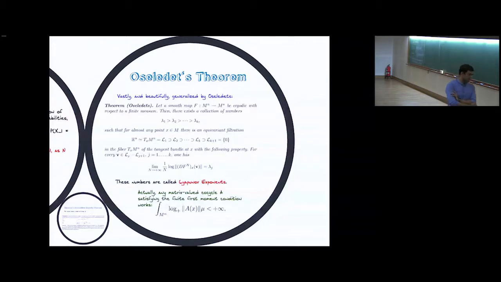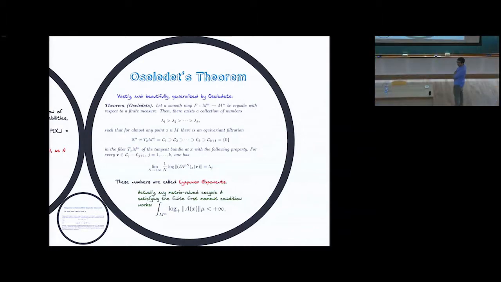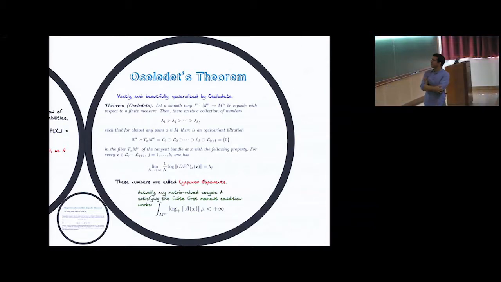Then there exists a collection of numbers, lambda 1 down to lambda k, such that for almost every point x in M, there's a filtration equivariant under the action of your transformation f. So if you take the filtration at x and you look at the filtration at f(x), they're moved to each other by df. It's a filtration going from the trivial vector space all the way up to your full tangent space, so that if you have a vector in the complement, if it's in L_j but not in L_{j+1}, and you look at the growth of the vector there, it's like lambda_j.